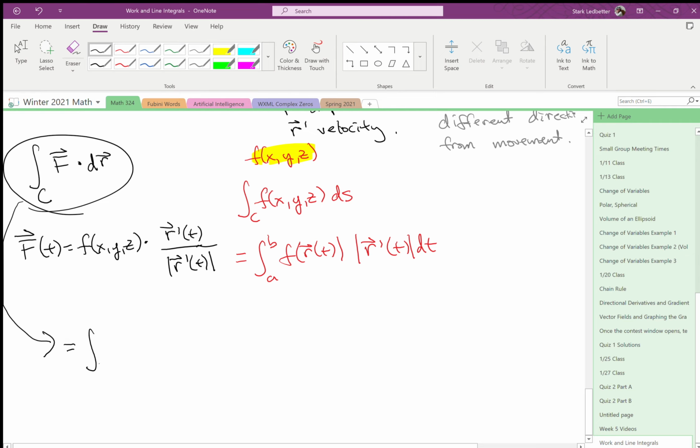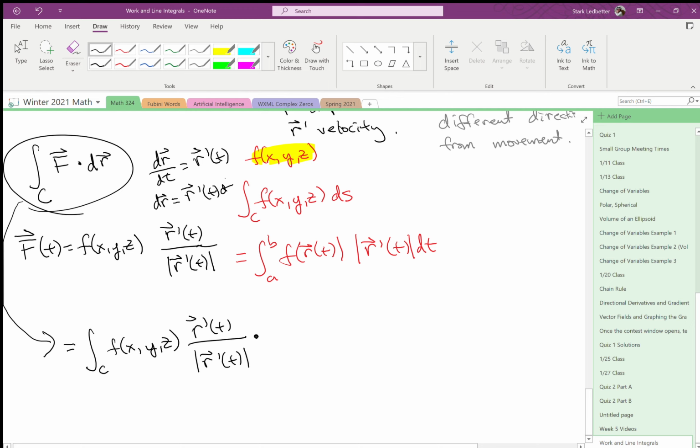This is then the integral over c. We have f of x, y, z times, that's not a dot product, it's just a times, so I'll take away the dot, times this unit vector in the direction that we're moving. But now we have to dot it with dr. And remember dr by dt is just r prime, so dr as a vector must be r prime of t dt. So we're dotting with r prime of t dt.